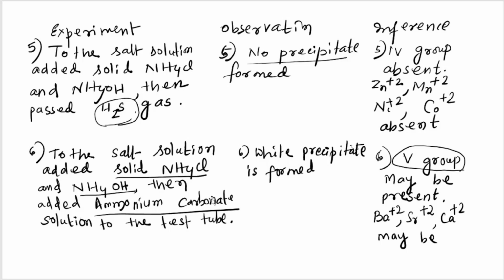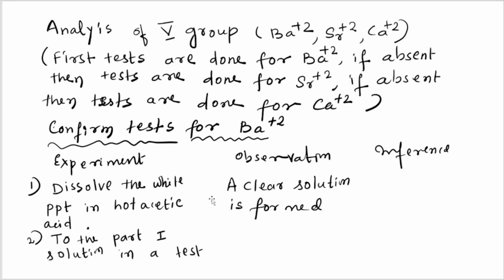Then you will proceed. How will we proceed to the 5th group analysis, confirm test? Remember, first tests are done for Ba plus 2. If absent, you should remember here. Whether you write this one or not depends on you. But remember here Ba plus 2, Sr plus 2, then come to Ca plus 2.